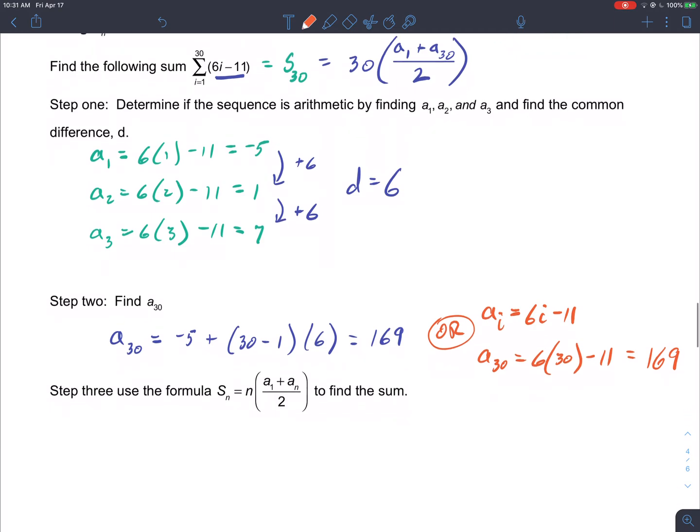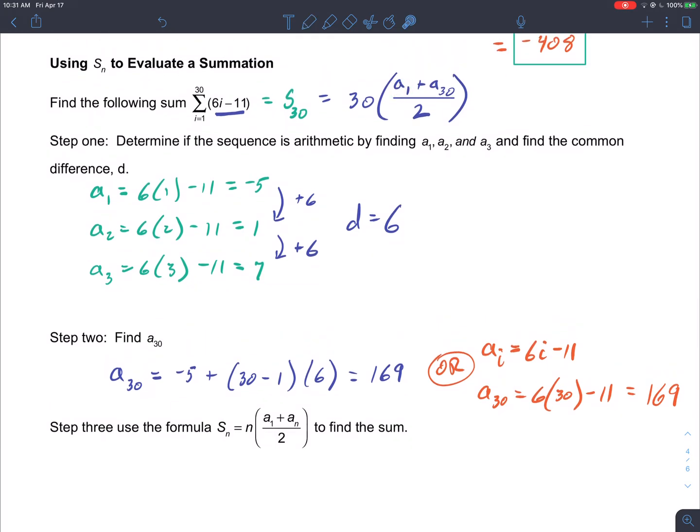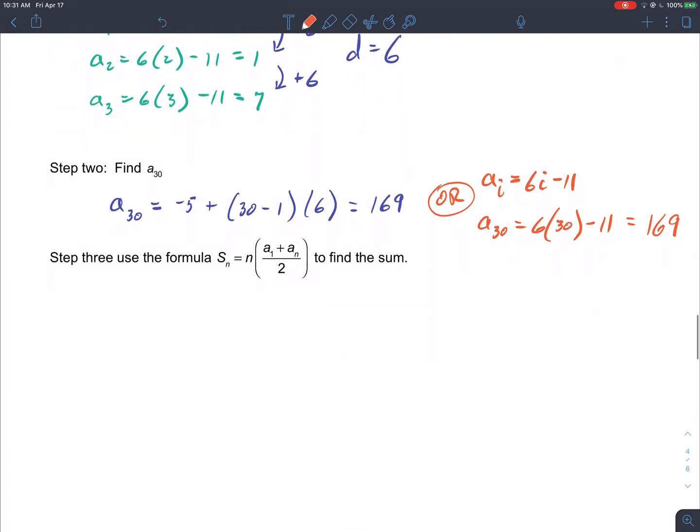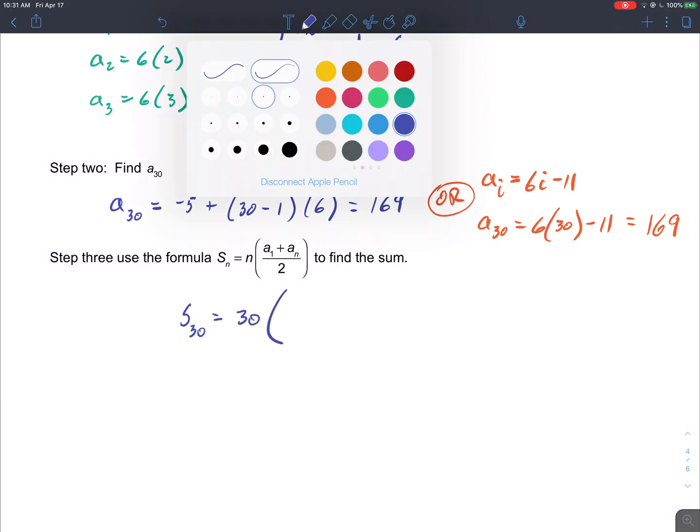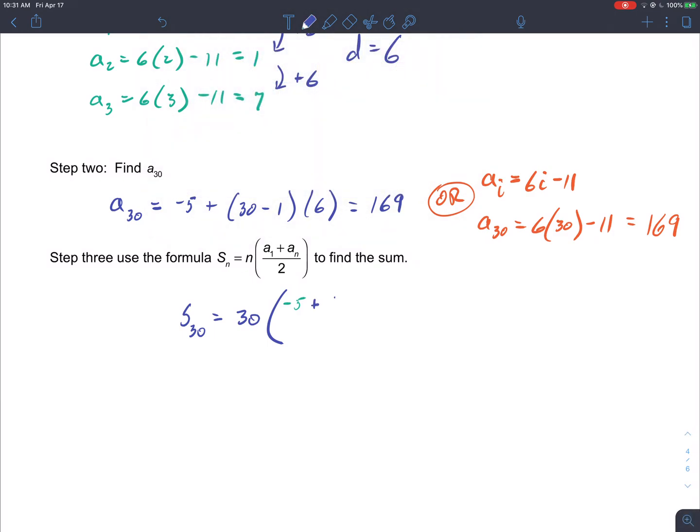Moving on. Now that I have the first term, negative 5, and the 30th term, 169, I can find S sub 30 using this formula. S sub 30 is equal to 30 times the first term, negative 5, plus the 30th term, which is 169, over 2. Simplify that, and you will get 2,460. And there you have it.